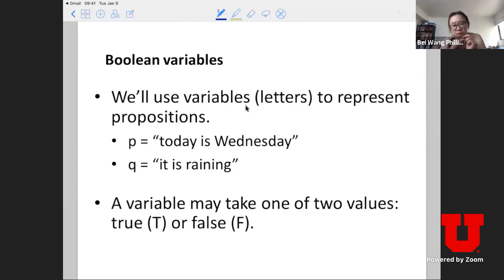So Boolean variables, well, we typically use letters to represent propositions. For example, the proposition, today is Wednesday, can be represented by a variable P. And variable Q can represent the statement, it is raining. And a variable, in this case, can take one of two values, true or false. We usually use the letter T for true and letter F for false.